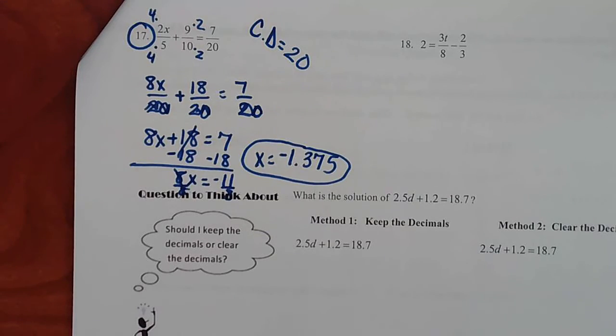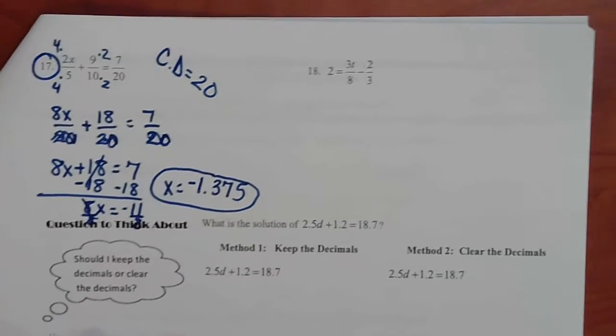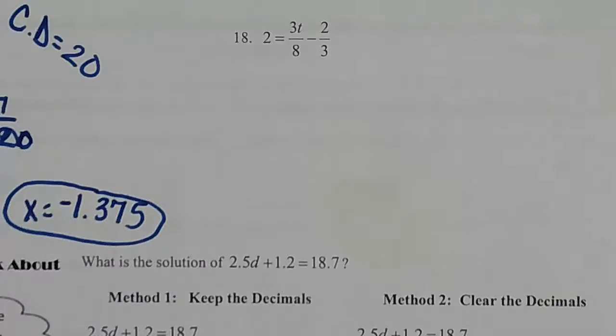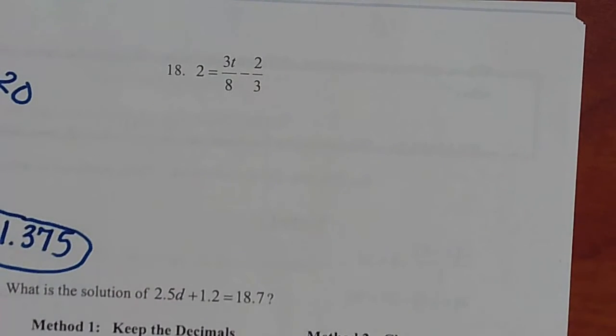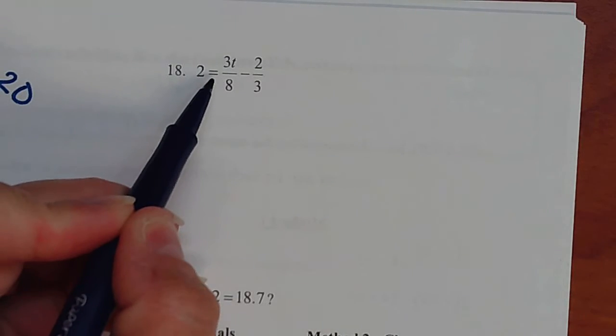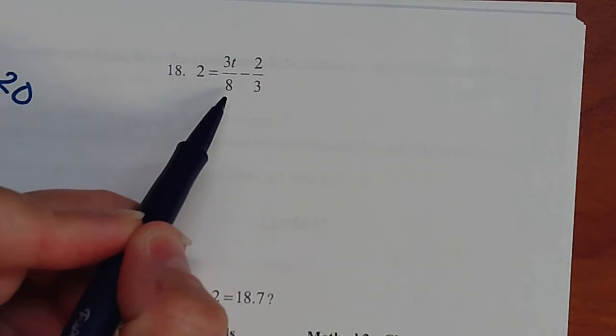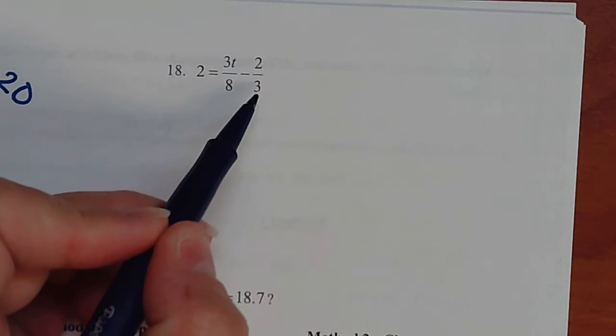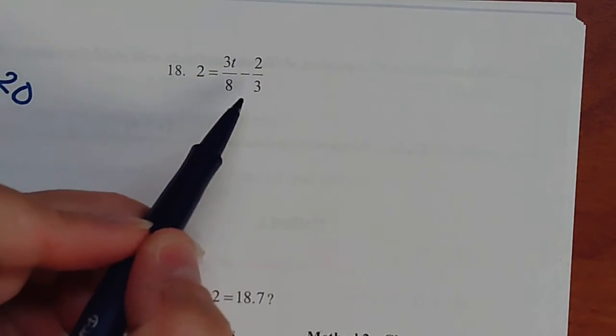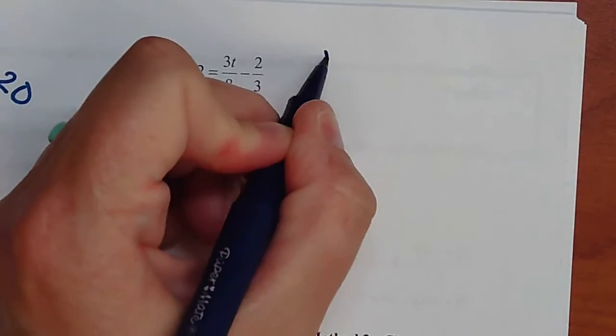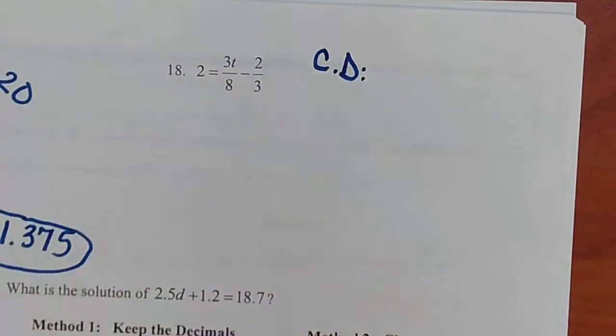Okay, I'm going to do one more with you. We're going to take a look at 18 together because it looks a little different. And you need to be aware of what to do in this situation. So for 18, we have 2 equals 3t over 8 minus 2 over 3. So we don't have any common denominators, so we need to figure out what the common denominator would be.